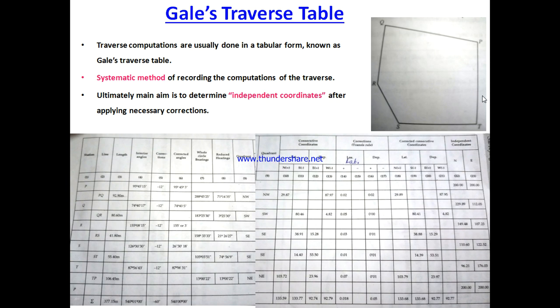Suppose this traverse we are plotting in the anti-clockwise direction. Now how to represent, how to prepare or how to keep the data in the table? So here the first column is station. We will mark all the stations, P, Q, R, S, T, then P. Then what are the traverse lines? We will mark them as PQ, then QR, RS, ST, TP.